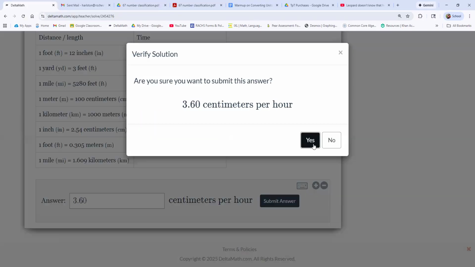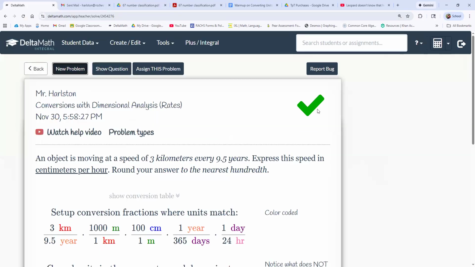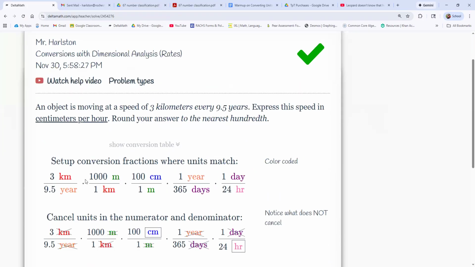And it says, nice job. All right. That's it, guys. I just split the rate into two different conversions. I converted the numerator units, and I also converted the denominator units. And then once I got those conversions done, I just did the division and then rounded.